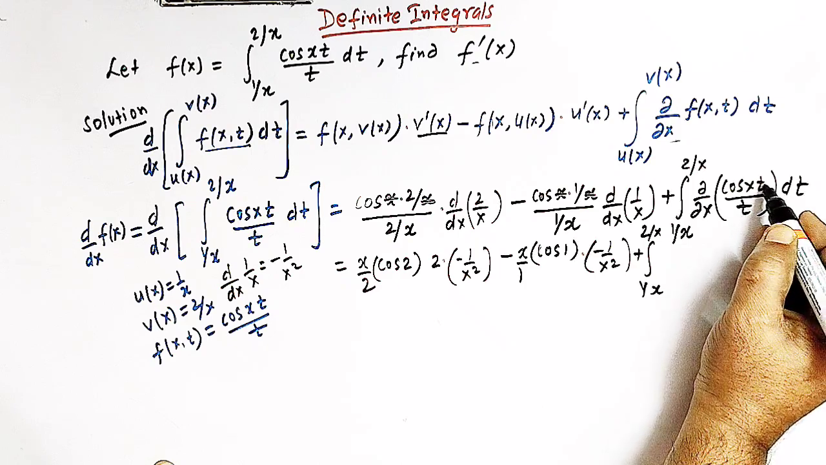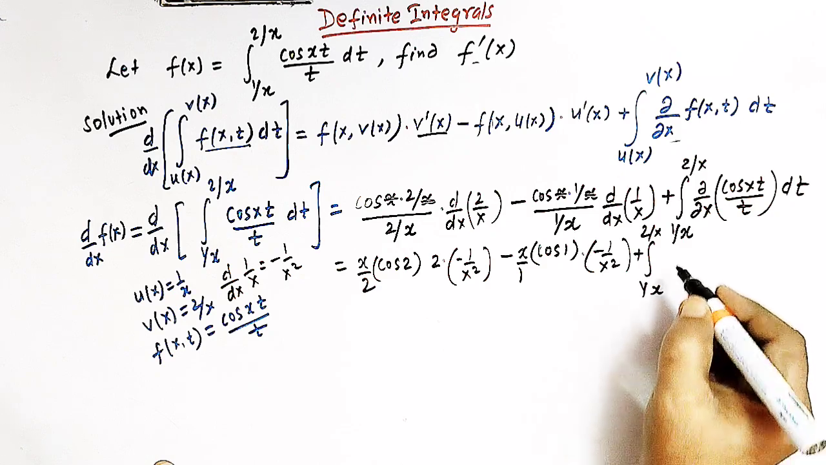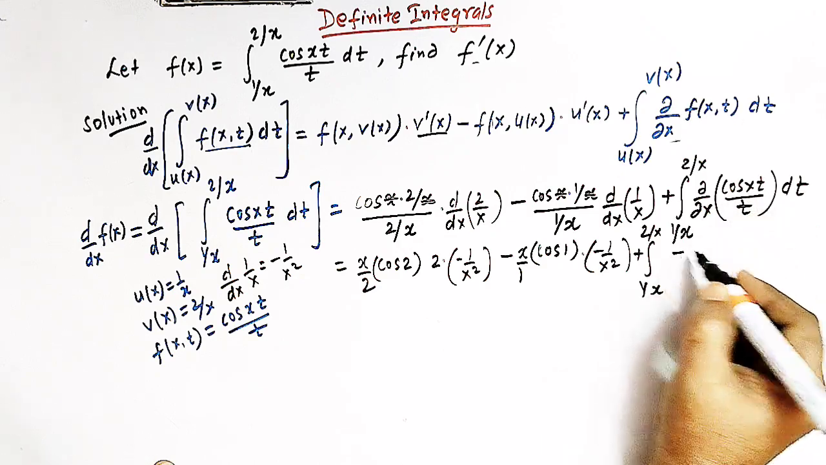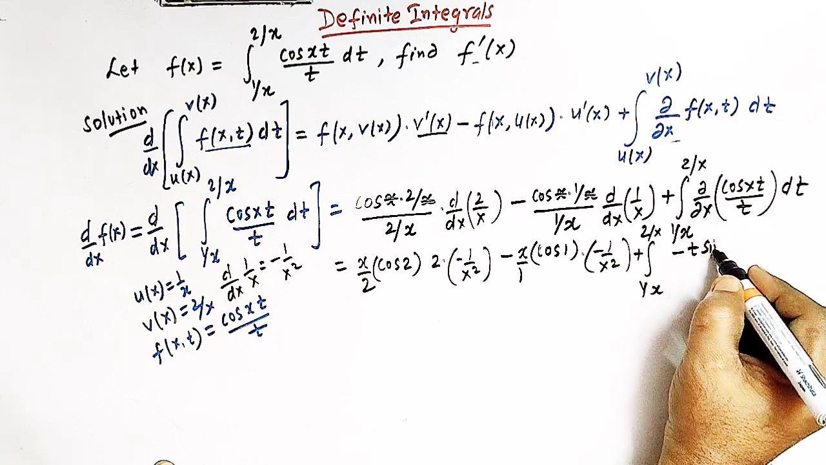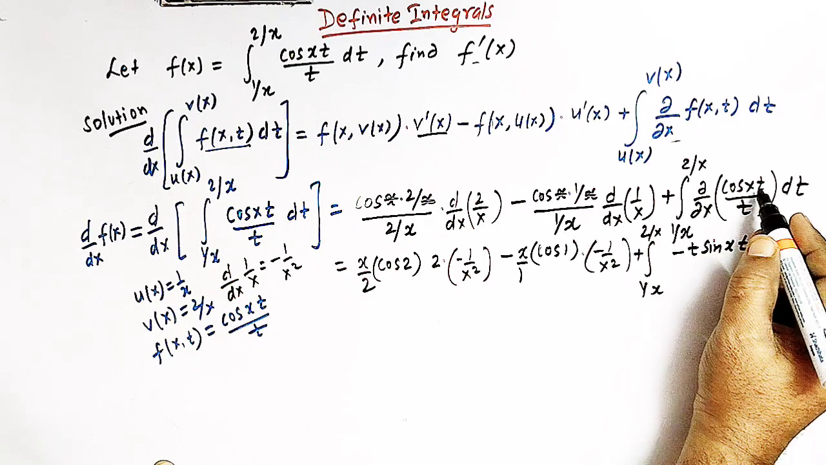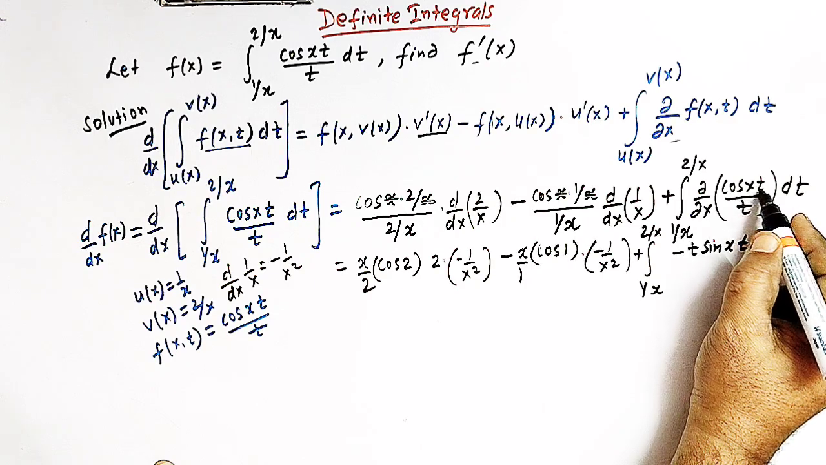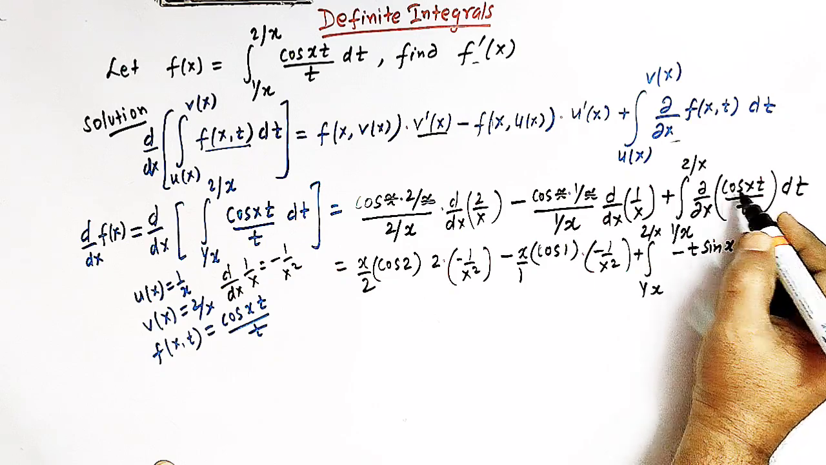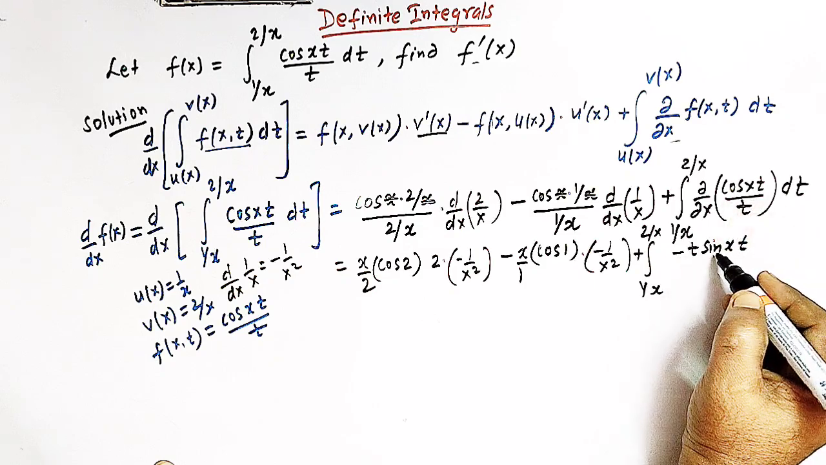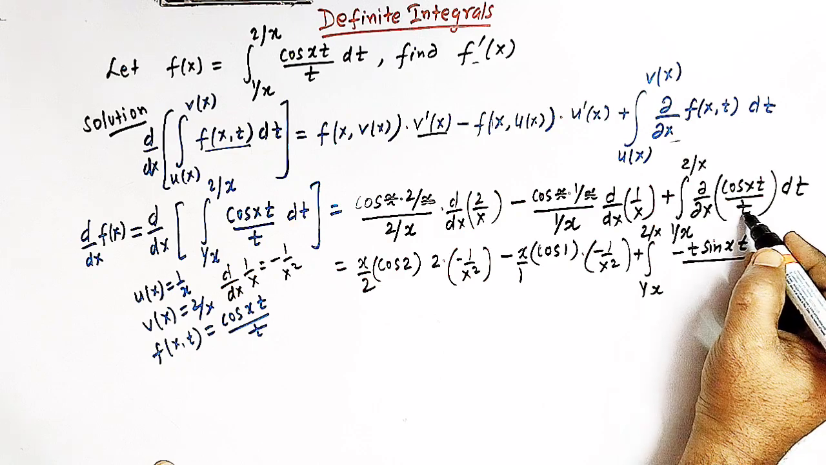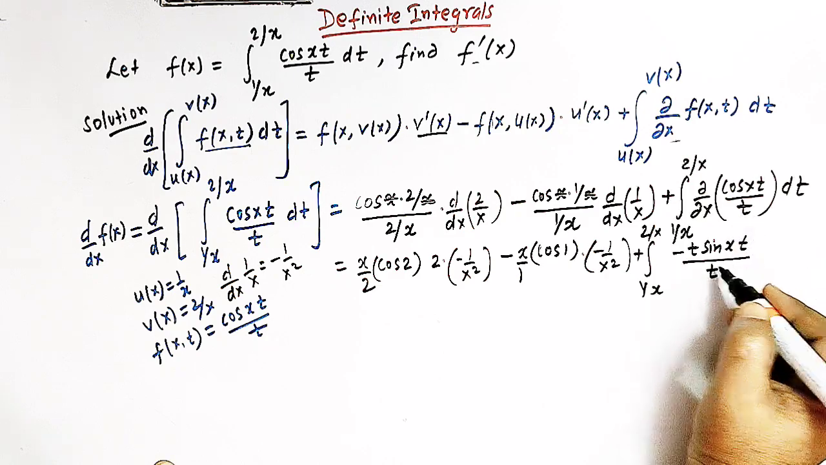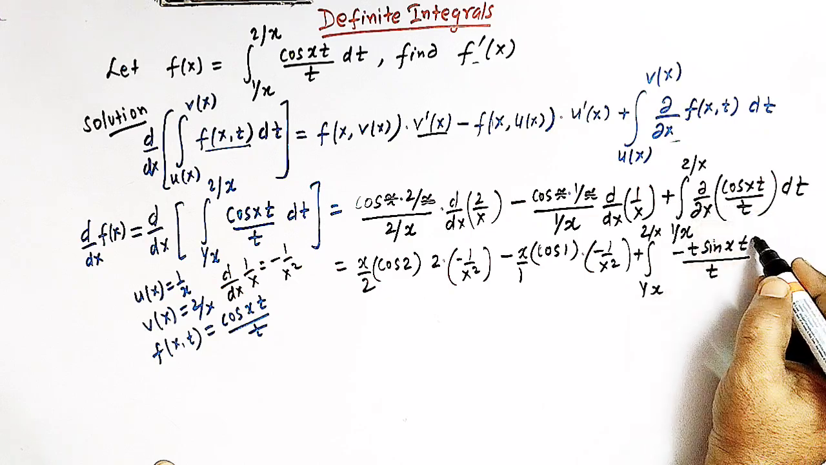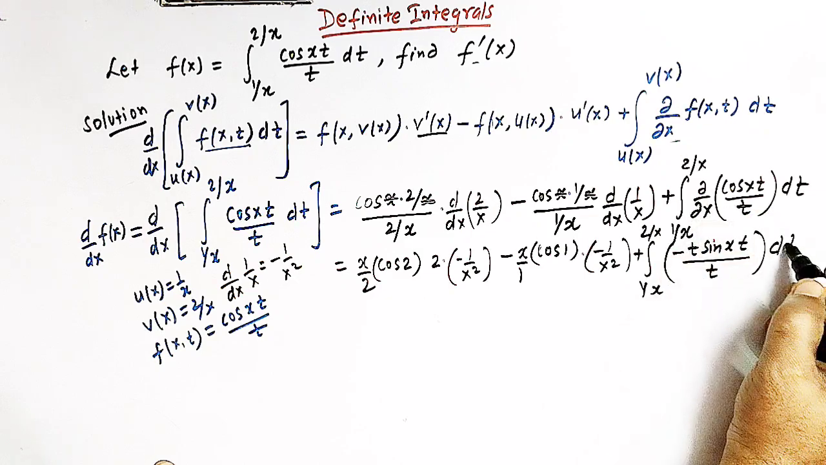So here we'll treat this t as a constant, so the derivative of cos xt is minus t sine xt, right? By chain rule, the derivative of xt with respect to x is simply t, and the derivative of cosine xt is negative sine xt, and this t remains as such, because here we are taking the partial derivative with respect to x, and then we have dt.